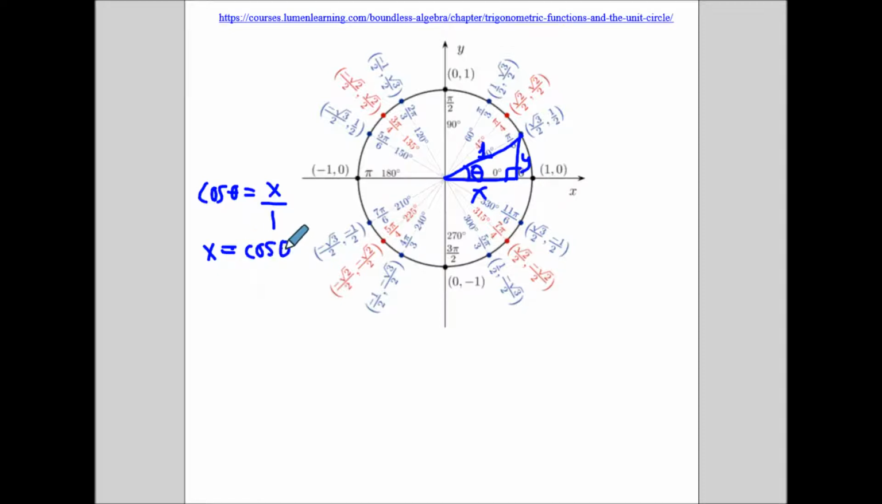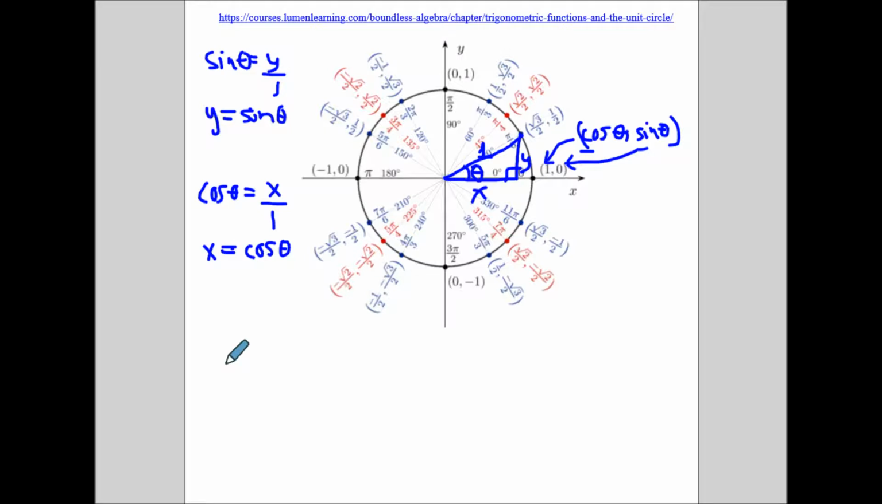And using the same idea, you can do the same with opposite. If you do sine of your angle, sine would be opposite over hypotenuse. So therefore, you find that your y value is always equal to sine of your angle. So when you look at any of those points, the first coordinate always corresponds to cosine of your angle, and the second coordinate always corresponds to sine of your angle. My trick to remember is that they appear in alphabetical order. Cosine is the first one, sine is the second one.